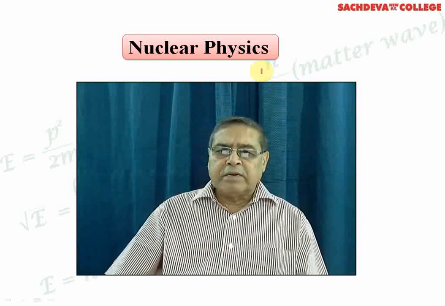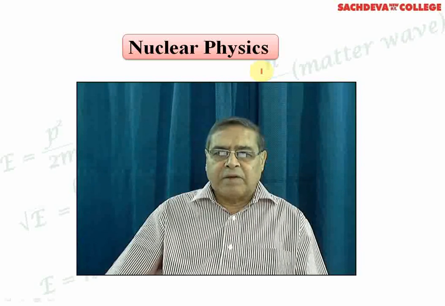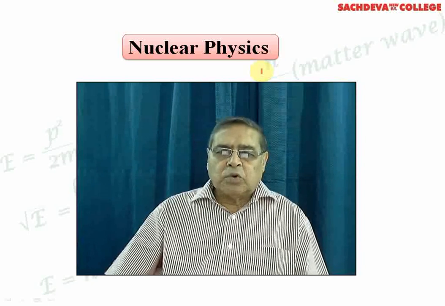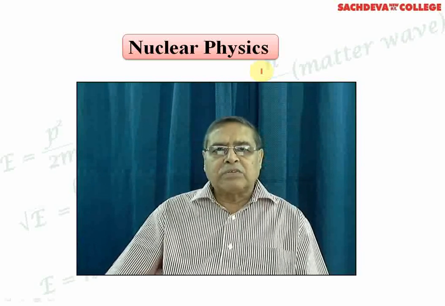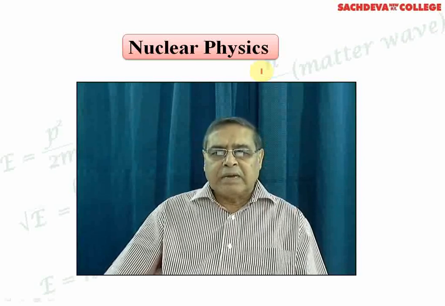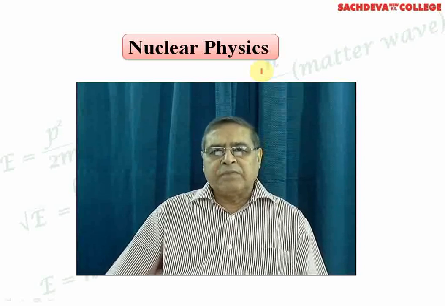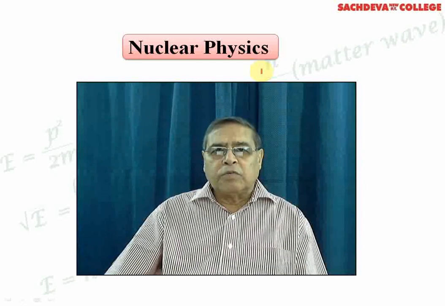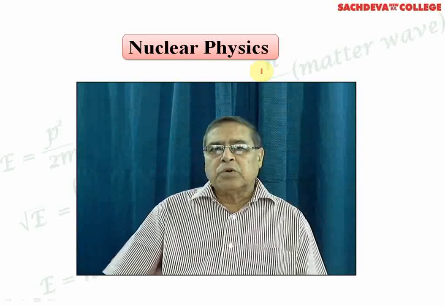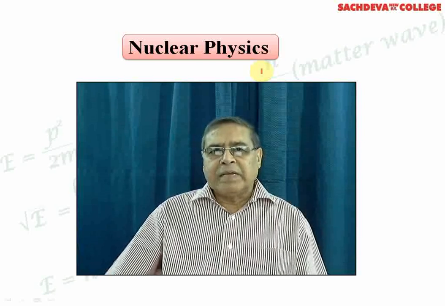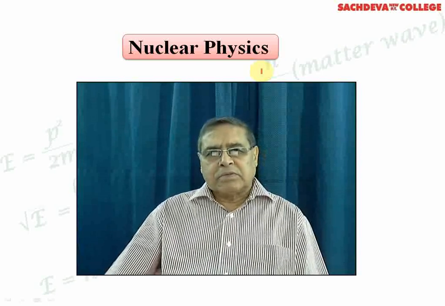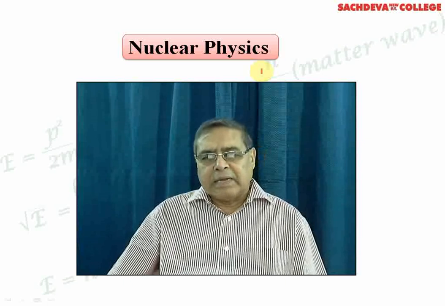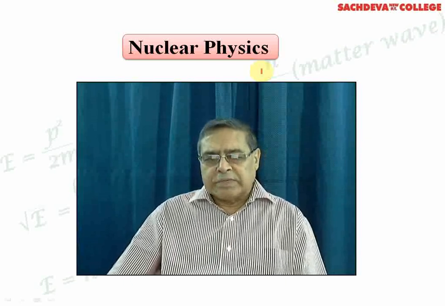In the denominator, we write m_α v_α². Here m_α stands for the mass of the alpha particle, and v_α stands for the velocity with which the alpha particle is moving towards the gold foil. So m_α and v_α are the standards for the alpha particle. An alpha particle is a helium nucleus.